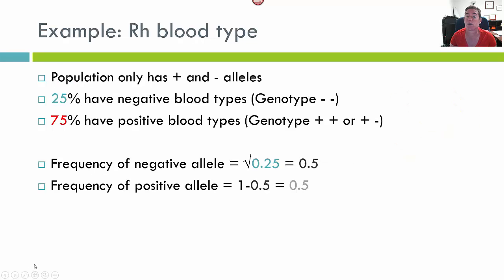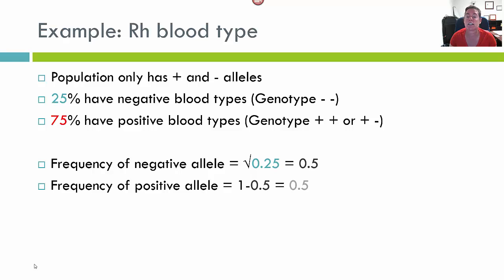Another example with Rh blood type. Our population only has 2 alleles. You can be positive or negative. 25% of the population has negative blood types, the genotype negative. 75% have positive blood types. And once again, the positive blood types can be plus or can be a heterozygote plus minus.